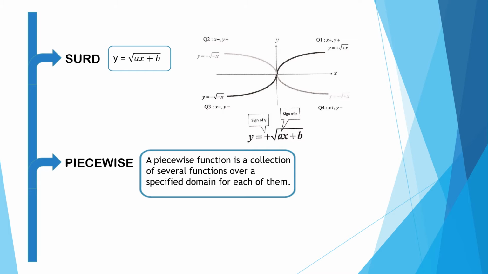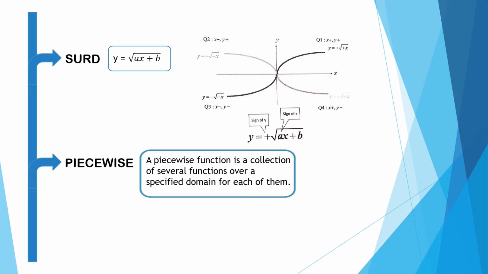Next, we have surd functions, where y equals surd of ax plus b is the general form. There are 4 types of the shape of the graph for the surd functions. So, we need to look at the sign of y and sign of x very carefully to determine the shape of the graph. Lastly, we have piecewise function.